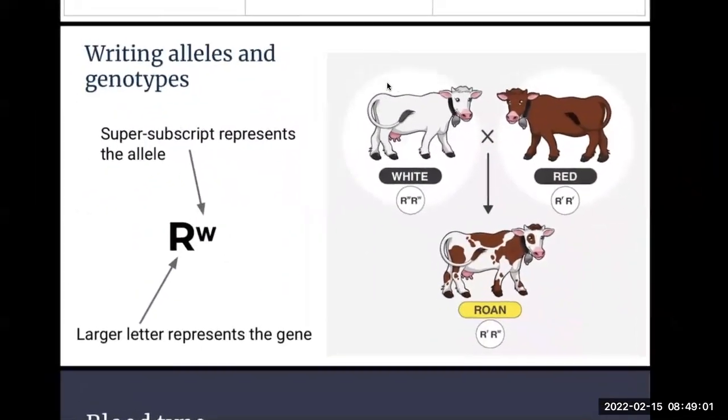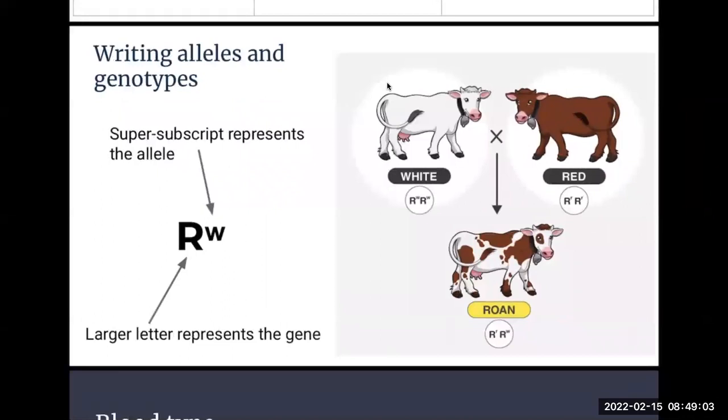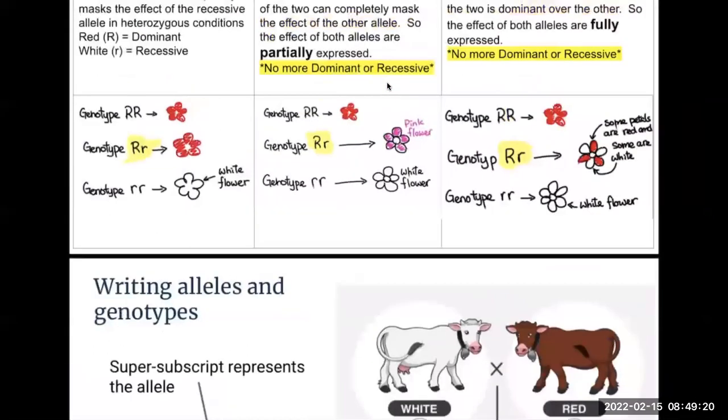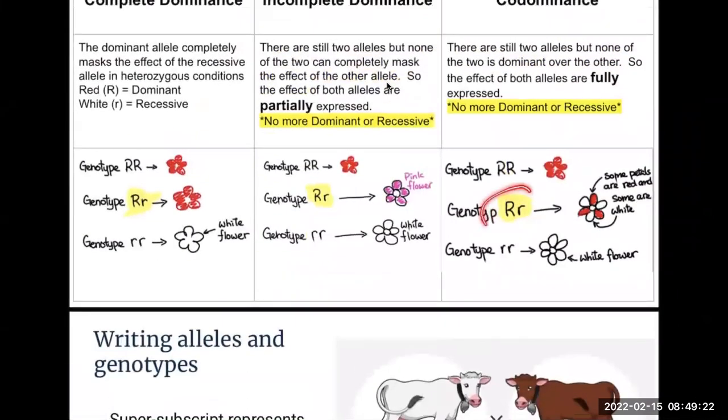So let's look at an animal example. This is actually present in cattle. And if you have a look at how we write alleles and genotypes in codominance, a lot of the times we use both upper and lower cases. So this is possible. This is how you can write it.